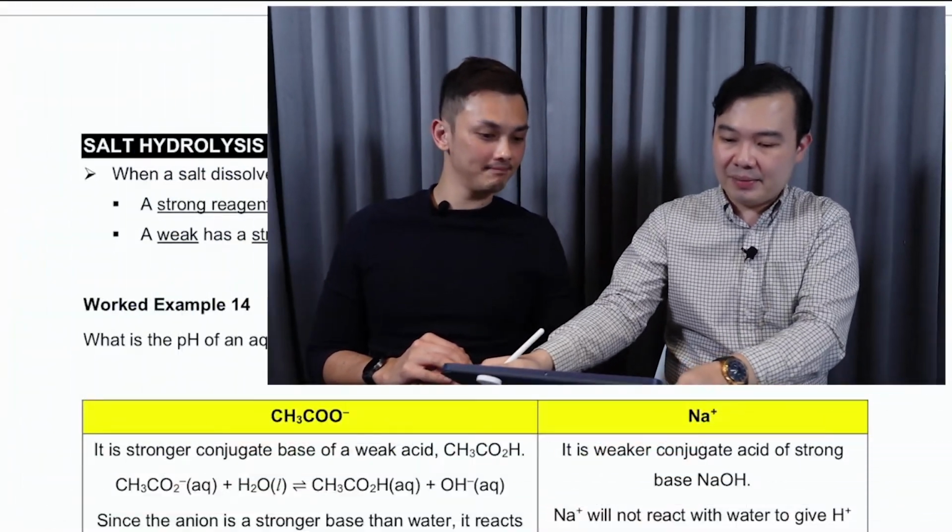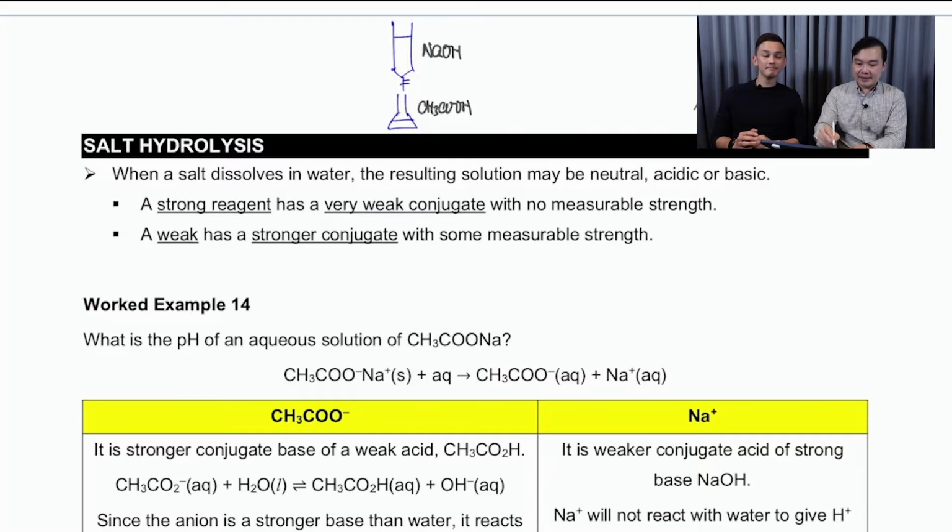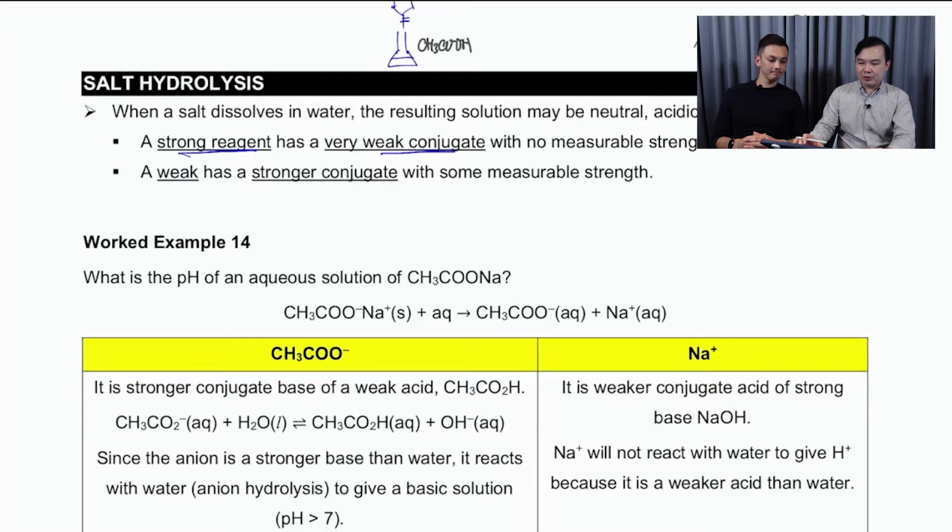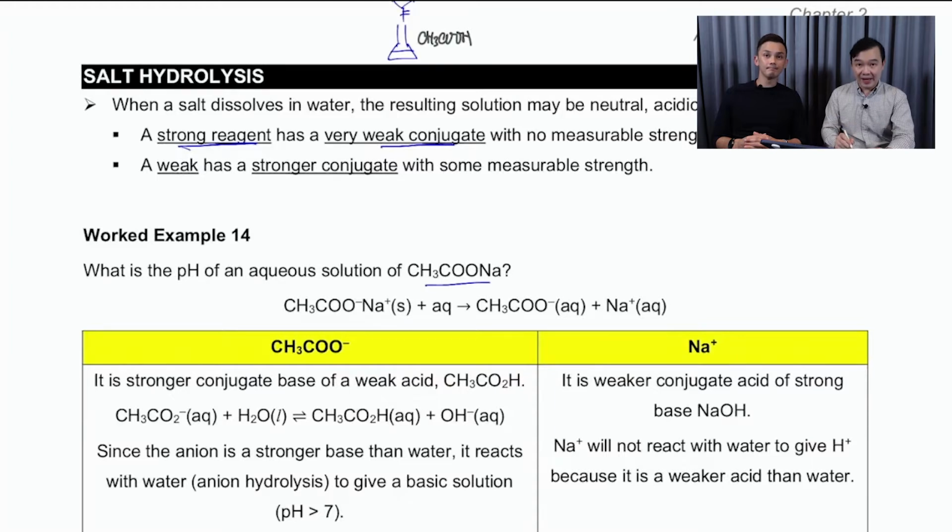Sure. We're going to take a look at the notes. But before that, we'll need to recap something we have learned earlier. It tells us that if you start off with a strong reagent, then its conjugate will always be weak, and of course the vice versa is true. Now let's take a look at the salt that we have produced earlier, which is sodium ethanoate.